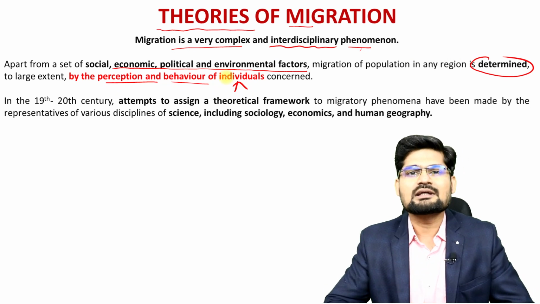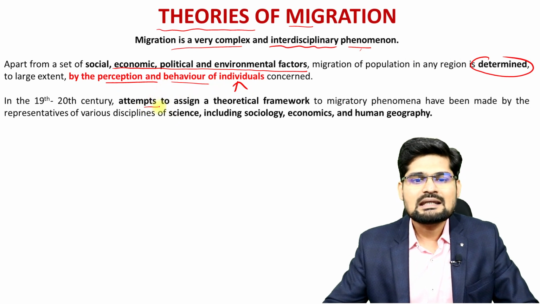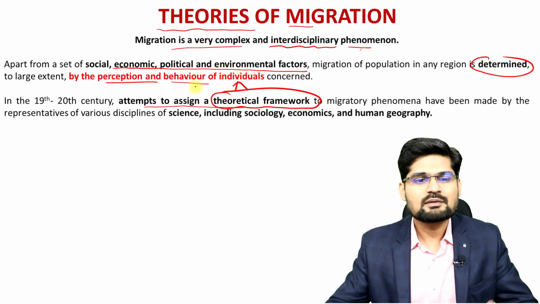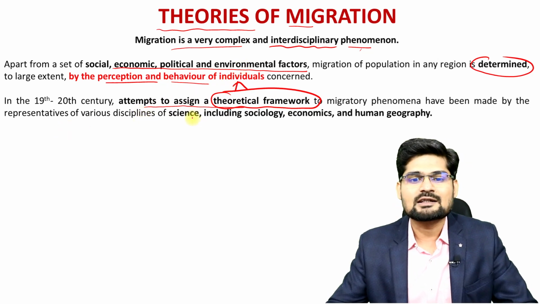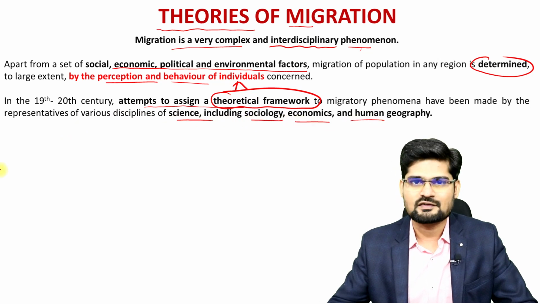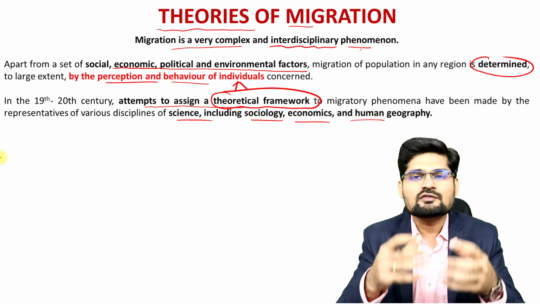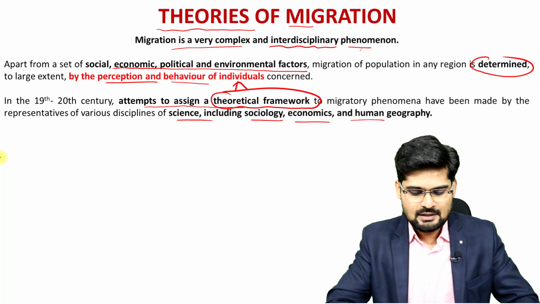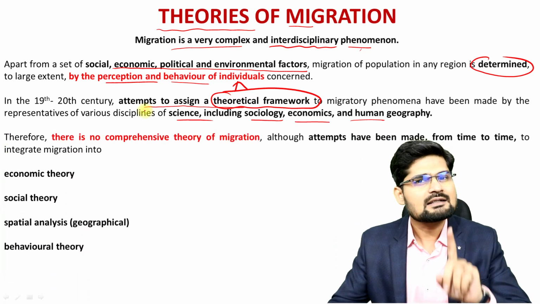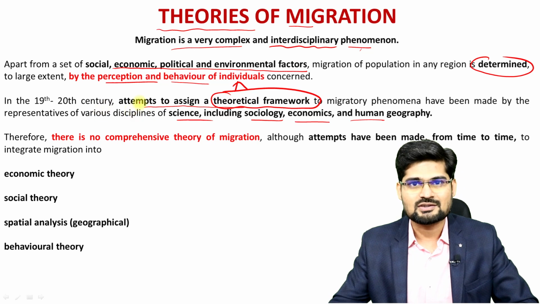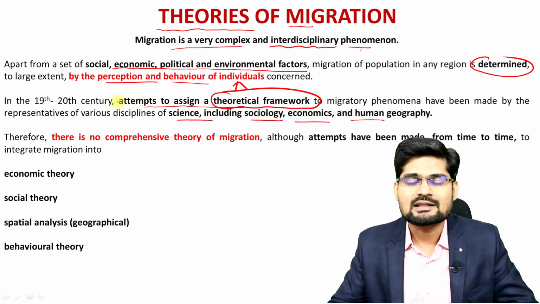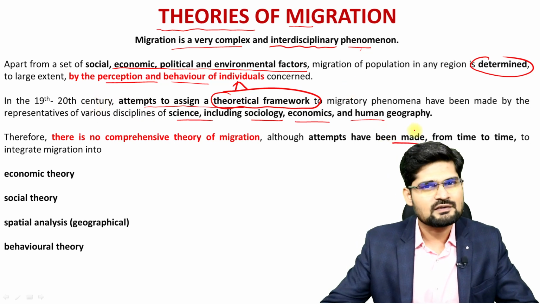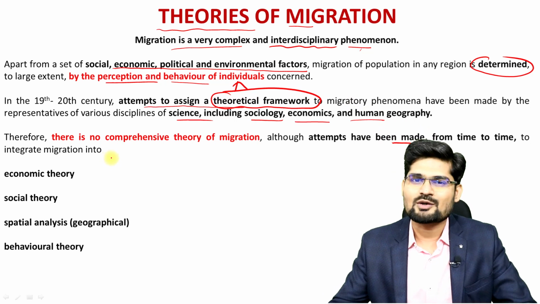Now if you observe historically 19th and 20th century, many attempts to assign theoretical framework, that is to create several theories of migration, have been made by various scholars in different disciplines including science, sociology, economics and human geography. Now what we are going to do, we are going to learn few of them and understand how to categorize them, how to classify them and also learn what are the important theories. So first of all, let's understand that there is no single comprehensive theory of migration. It means we have to study more than one theory to understand the complex phenomena of migration, and also several attempts have been made from different times in order to understand and integrate the various concepts of migration.